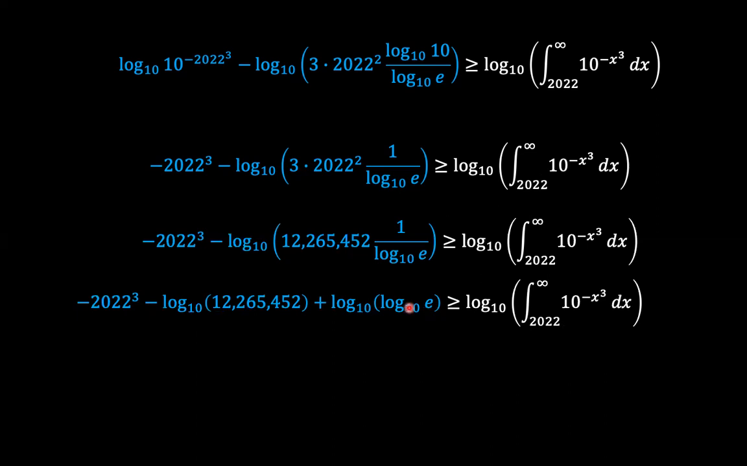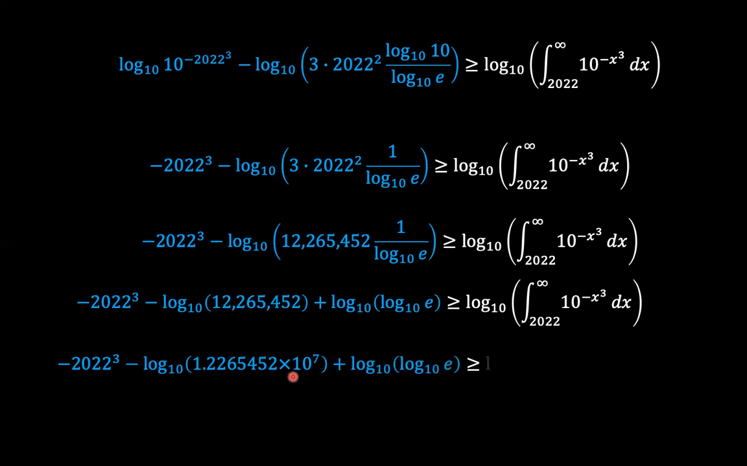So log 10 of e, this is about 0.4 something. And then log 10 of that decimal is a small negative, but definitely less than 1. And this here is therefore 1.2265452 times 10 to the power 7. And so, yeah, we have 10 to the power 7.